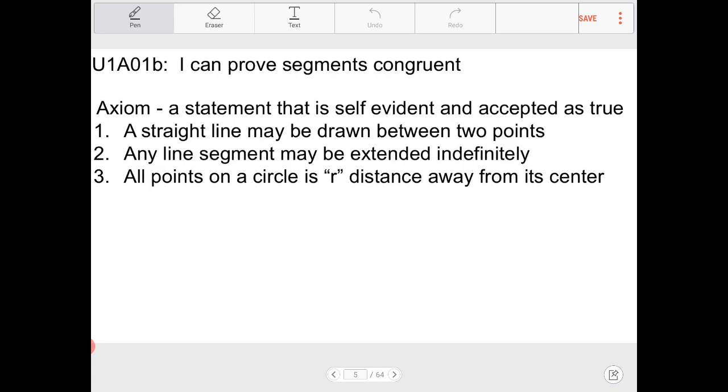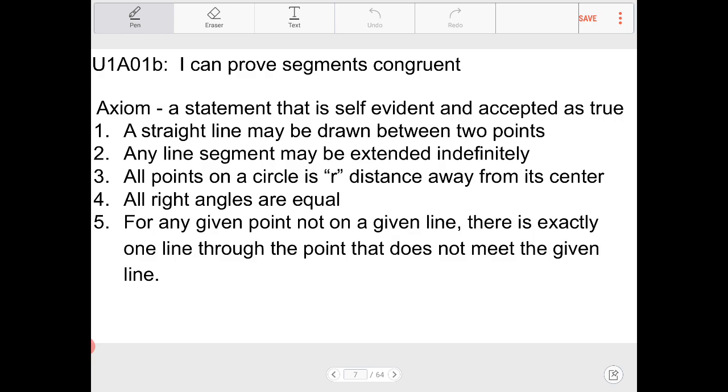Axiom number 4, all right angles are equal. And that is absolutely true. A right angle is an angle that measures 90 degrees, and we know that all right angles will measure 90 degrees. They will all be equivalent.